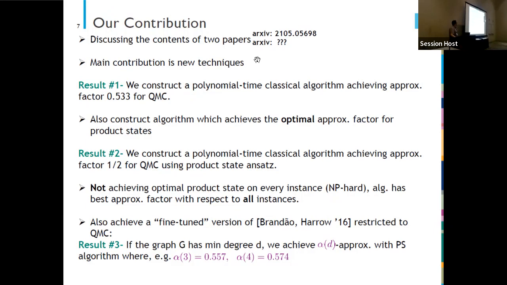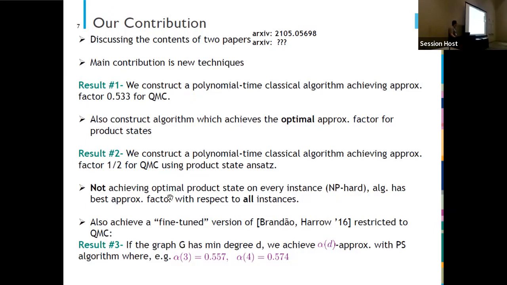So like I said, the really cool thing is the techniques we use. The first one is a 0.533 approximation that uses an entangled ansatz. And then this new one, which is going to be on the archive soon, is an optimal product state algorithm for QMC. So we get a polynomial time classical algorithm that gets exactly factor a half using the product state ansatz.